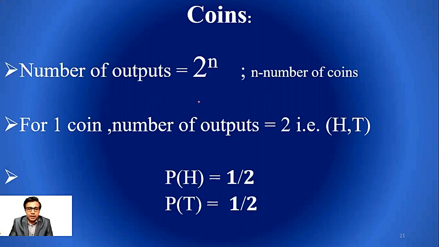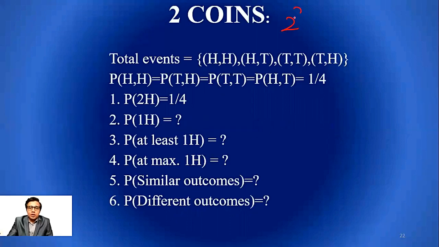Similarly, if n dice are there, total number of events will be 6^n, because in one die, 6 events are possible. If there are two coins, we know 2^2, total 4 events are possible, which are head-head, head-tail, tail-tail, and tail-head. And all of them are equally likely, so all of them will be 1/4, 1/4, 1/4, 1/4.